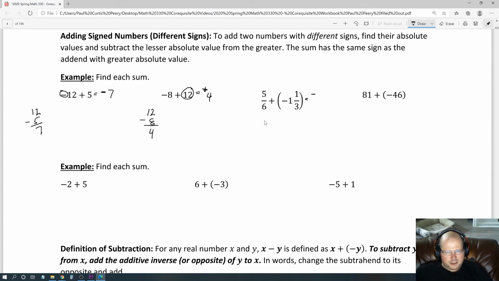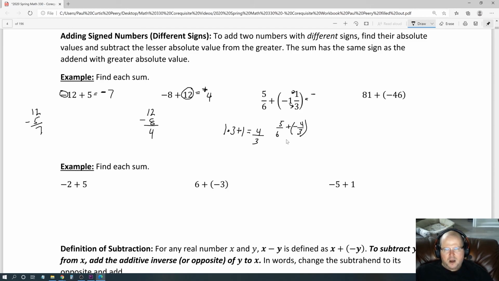So first, I'm going to turn the mixed number into an improper fraction. The way you do that is you say 1 times the denominator of 3, and then I'm going to stick that numerator back on, so it's plus 1. So what we say is 1 times 3 plus 1: 1 times 3 is 3, 3 plus 1 is 4, and then you stick it right back over the old denominator, 4/3. So what you're really saying here is 5/6 plus negative 4/3.